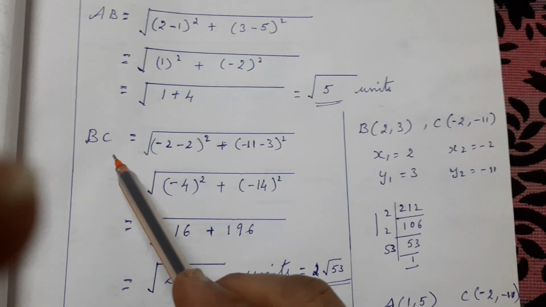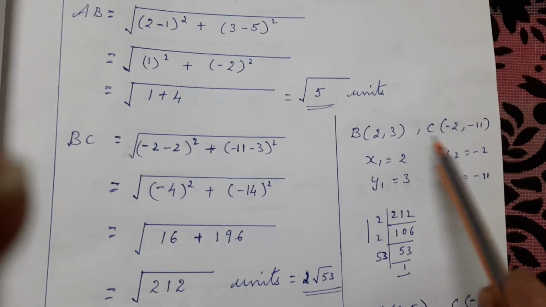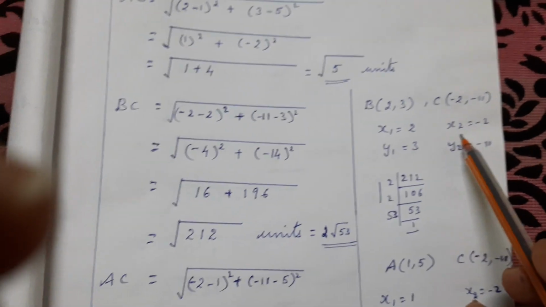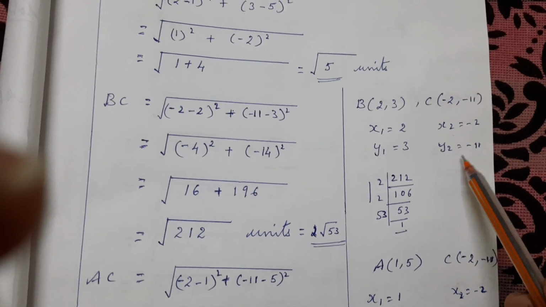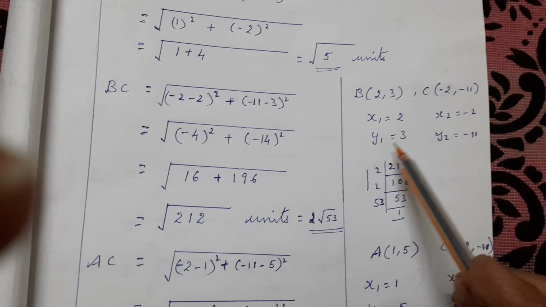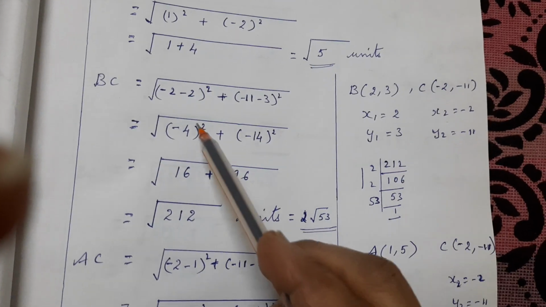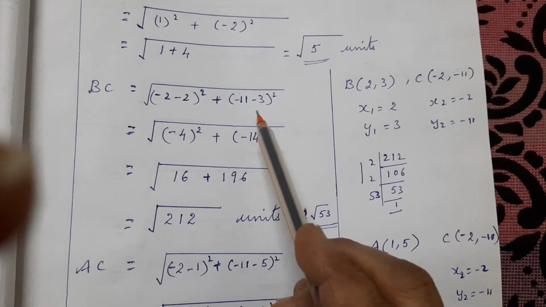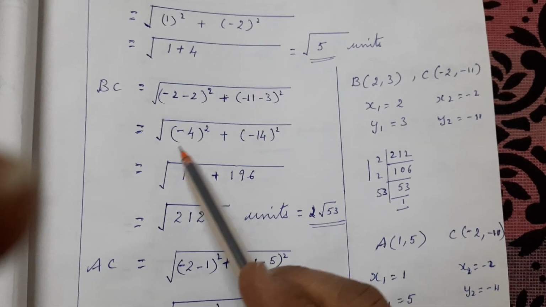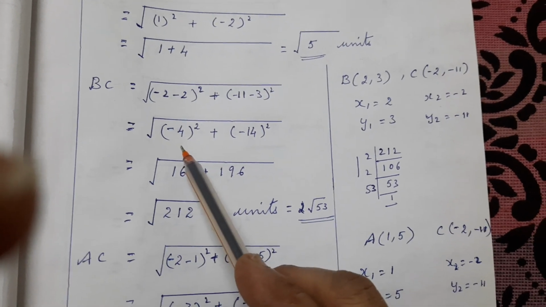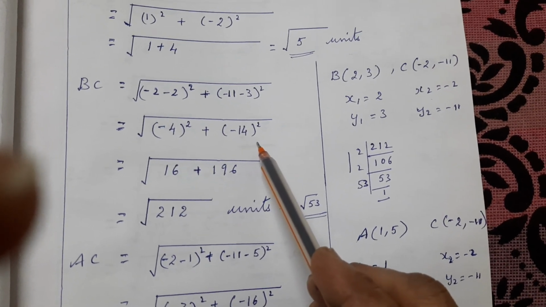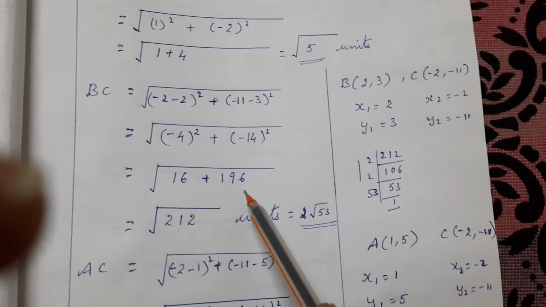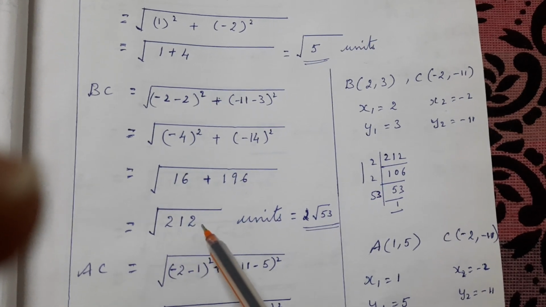Next you have to find BC. Same way, here I have written BC, we have 2 points. Now this is x1, y1 and this is x2, y2. So we can write like this to make it easier for you to do without making any mistake. This will help. Now BC is equal to root of (-2 minus 2) the whole square plus (-11 minus 3) the whole square. So now -4 whole square plus -14 the whole square. 4 4s are 16. 16 plus 14 14s are 196. So this is equal to root of 212.